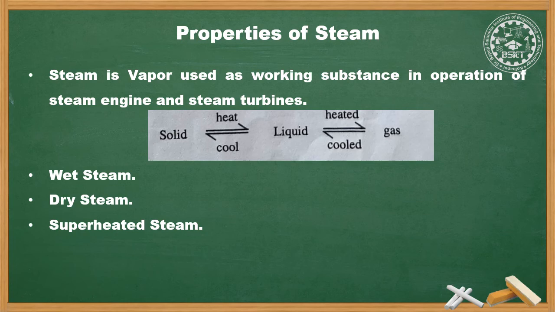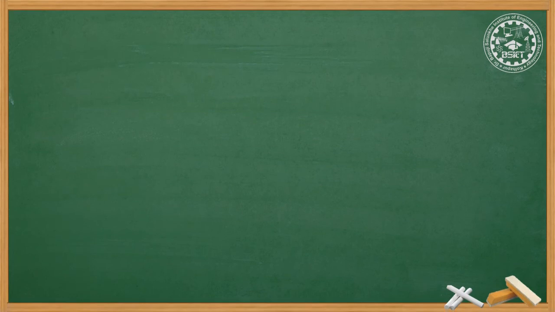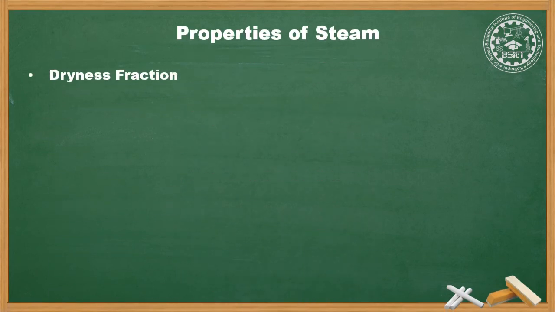The difference between the superheated steam temperature and the dry steam temperature is known as the degree of superheat. The superheated steam has no moisture content, and this type of steam is used for energy generation purposes. The last point is the dryness fraction. Dryness fraction is a term for wet steam.